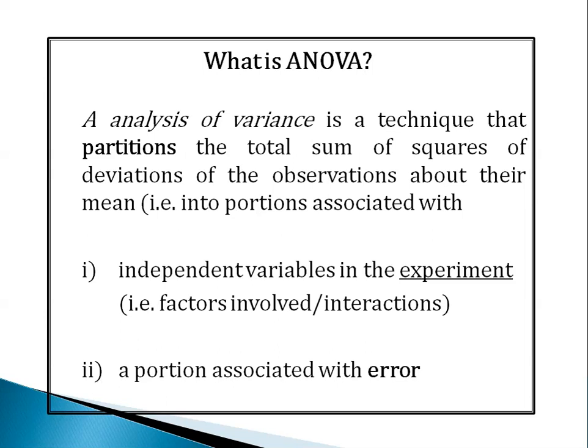What is meant by ANOVA? ANOVA is analysis of variance. It is a technique that partitions the total sum of squares of deviations of observations about their mean into portions associated with the dependent variable and the independent variables in the experiments, for example, factors, interactions, etc., and a portion associated with error.